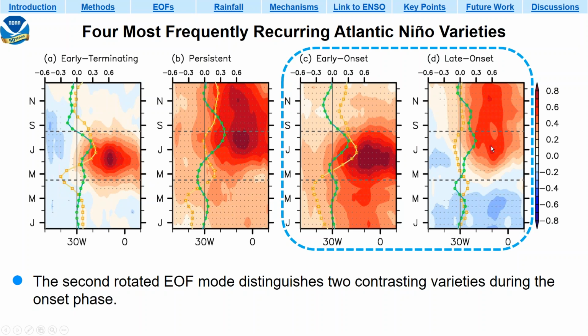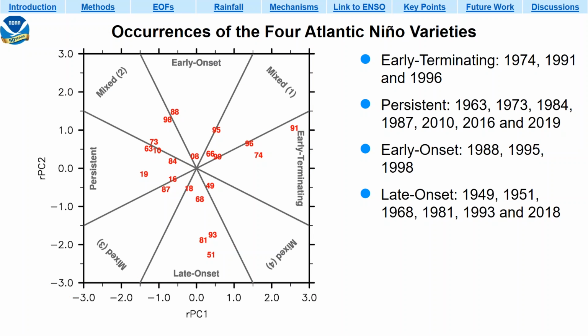So we have these four Atlantic Nino flavors that I'm going to talk about their impact on the rainfall and the onset mechanism and things like that in the next several slides. And this one basically shows you the 22 Atlantic Nino events as a function of rotated PC1 and PC2. For instance, this one here is a 2019 event. It is characterized as the persistent flavor, or the 1991 Nino event is an early-terminating flavor, for instance.